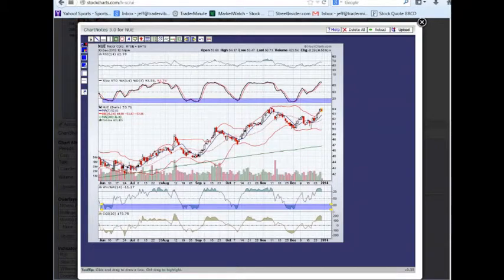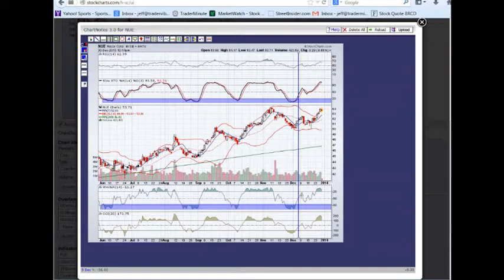Kind of the same thing. The stochastics is below 20. At the same time, the Williams percent R is below minus 80. But in general, when the oscillator starts to move out of its negative territory, so for example, the stochastics moves from below 20 to above 20, when the Williams percent R moves from below minus 80 to above minus 80, that's a bullish sign.